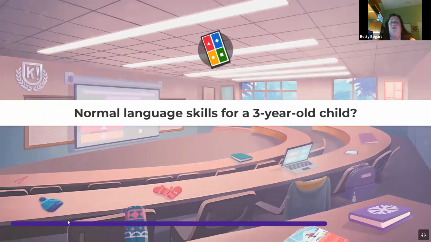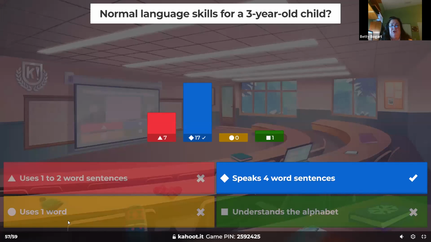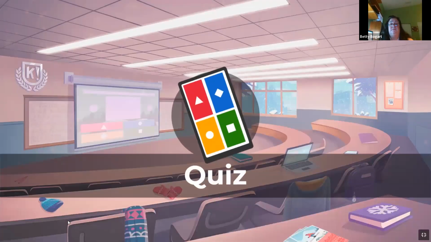Normal language skills for a 3-year-old child. This is your 4 words by a 3-year-old child. If they're not, find out why. So 1, 2 words, maybe they need speech therapy.